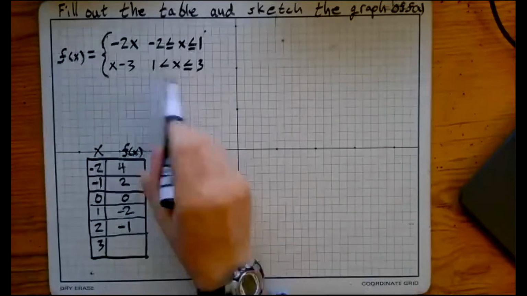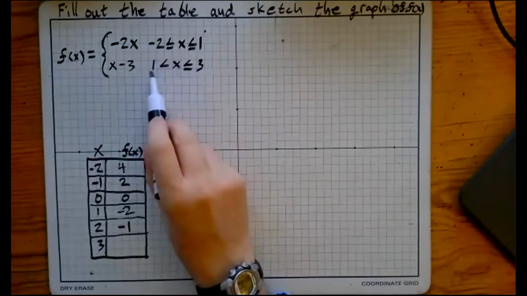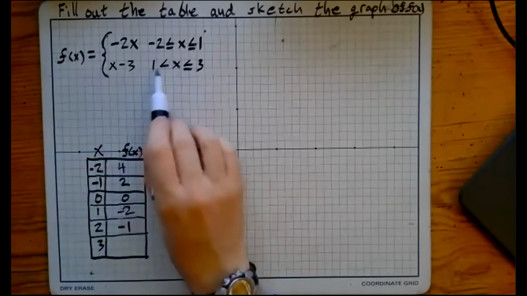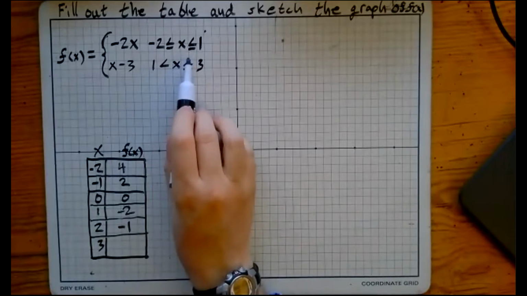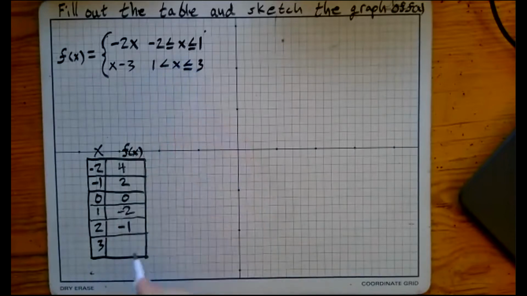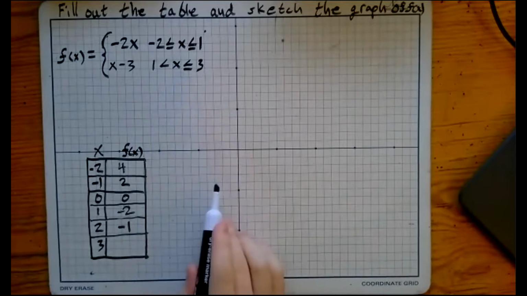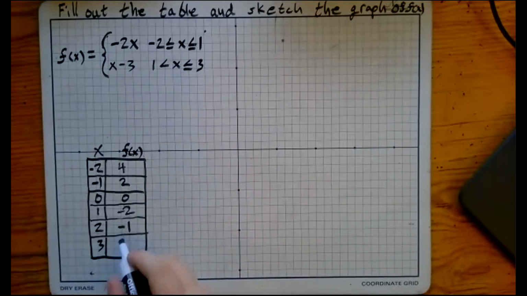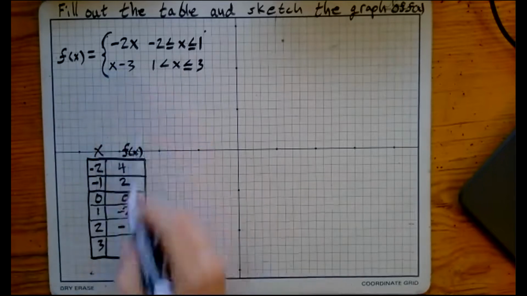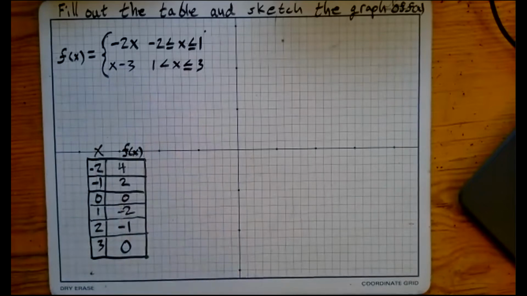And 3, bottom rule again. 1 is less than 3, and 3 is less than or equal to 3. That "or equal to" is what's important there. That gives us 3 minus 3, which is 0.